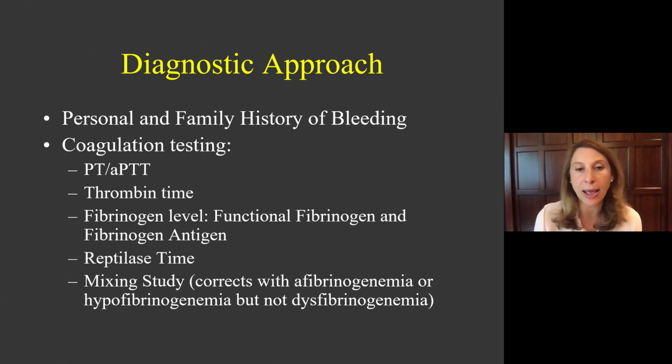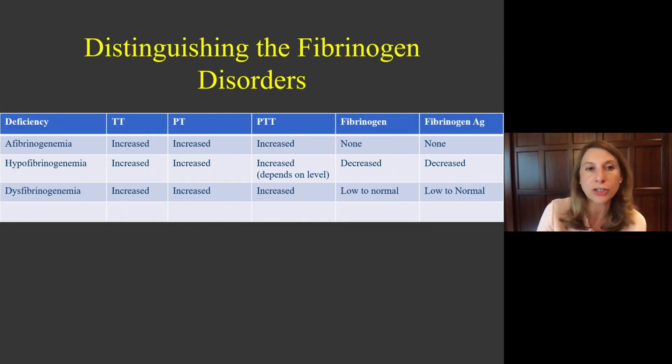So it can be very helpful for distinguishing a patient that has heparin on board or if they have a true fibrinogen abnormality. You could also get a mixing study. It corrects with afibrinogenemia because you are adding fibrinogen in with the plasma that you're adding in the mixing study, or hypofibrinogenemia, but does not in a dysfunctional problem. So if the fibrinogen doesn't function properly, it's not going to be corrected in the mixing study. So that gives you a sense of what type of tests you can start out with if you think your patient has a fibrinogen deficiency.